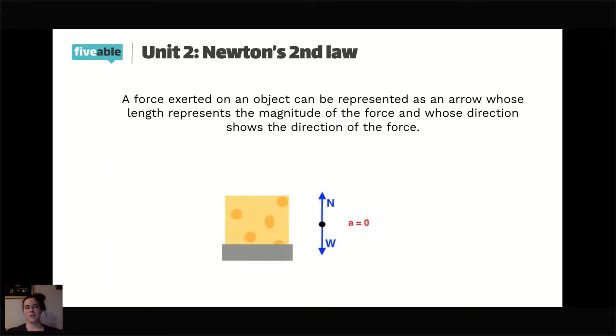So in the example of this block of cheese sitting on a table, the weight is pulling it down, the normal force from the table is pushing it up. They are equal magnitude because acceleration is 0, so the lengths of those are the same. So hopefully you've drawn your fair share of free body diagrams in your physics class, because you will be expected to draw free body diagrams on your exam.